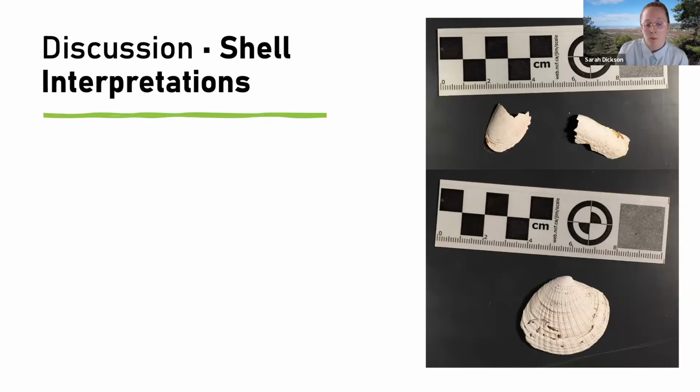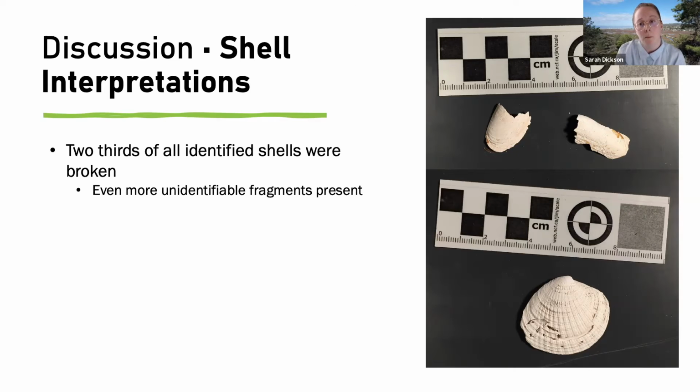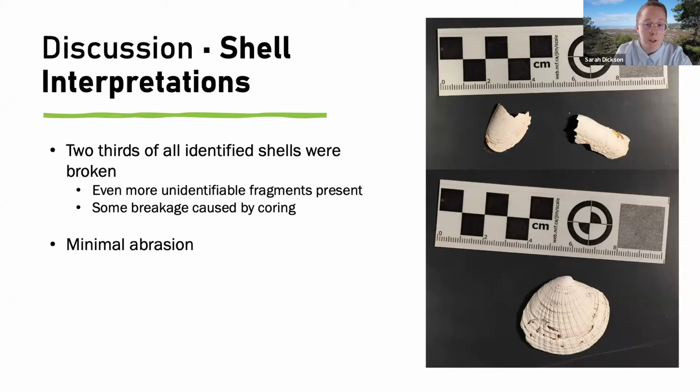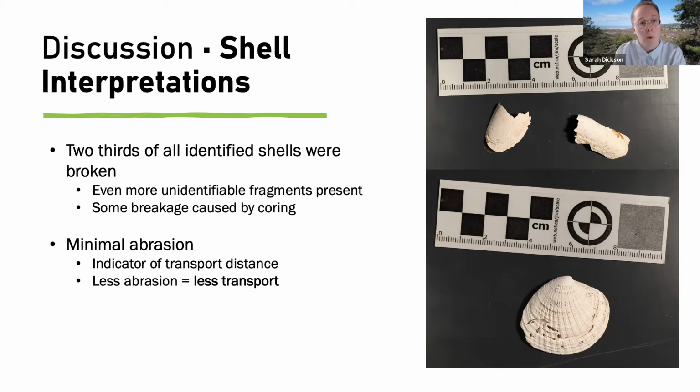So to reiterate from the results, 2/3 of the shells were broken and many other unidentifiable fragments were present. However, some amount of breakage could have been caused by the coring and core splitting process, so we can't really rely on this aspect of the physical condition alone. Other whole shells and fragments alike showed minimal abrasion. Abrasion is also an indicator of transport distance. Highly abraded shells have likely tumbled along in a high energy environment before they were buried, wearing down the ridges and edges. Less abraded shells would not have traveled very far or would have been buried in a low energy environment. All shells showed significant loss of color or luster.